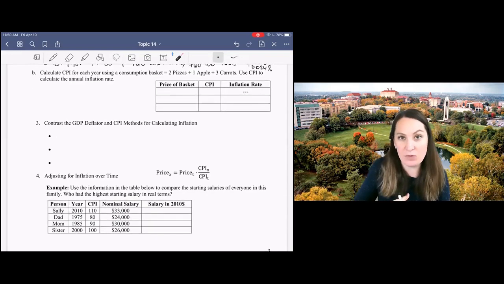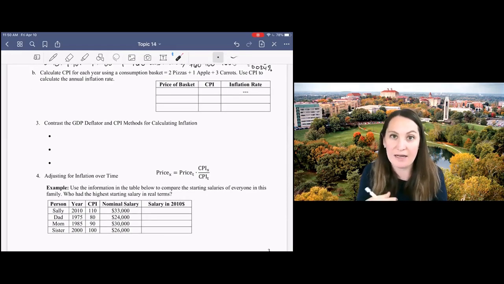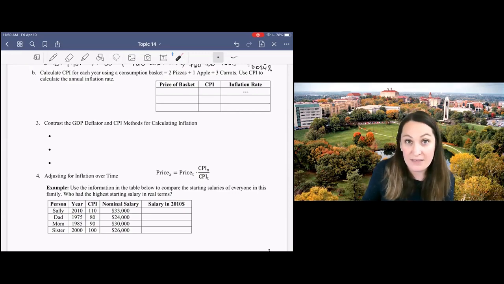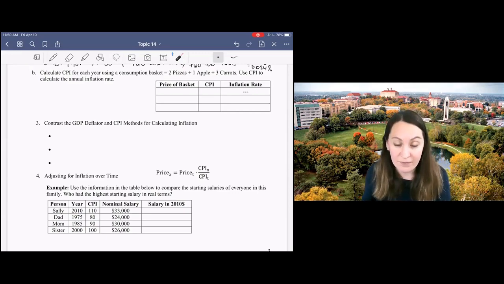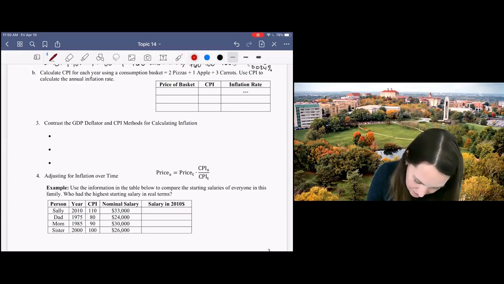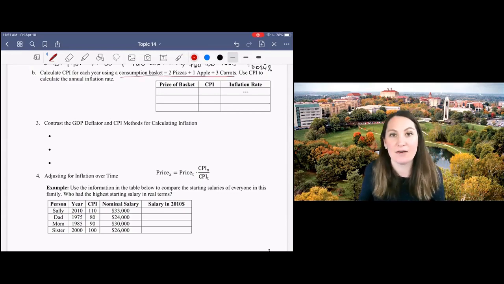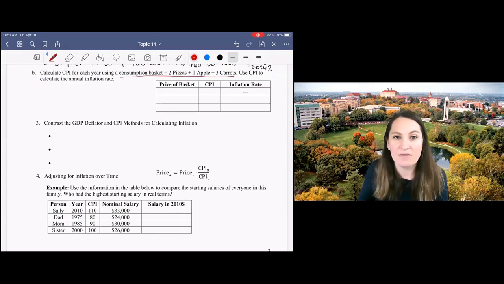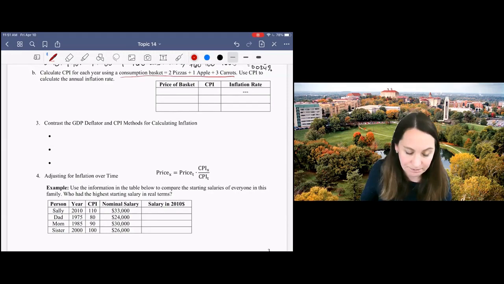The difference between these two methods is that instead of using our GDP deflator as a price index, we are going to create a price index based on the basket of goods that we'll define in the problem. So I will always tell you what the basket of goods is that you should use. In real life, that's based on the consumer expenditure survey. Here, we're going to use this basket of goods. Here's our consumption basket: 2 pizzas, 1 apple, and 3 carrots. Now, to create our price index, we just need to find the price of the basket in each year.